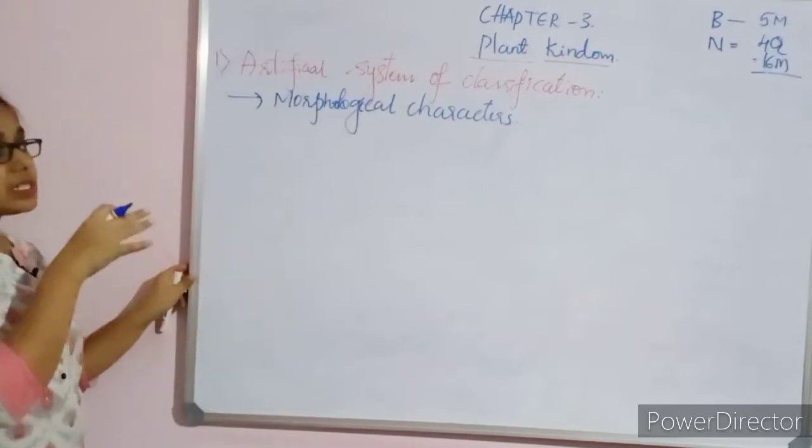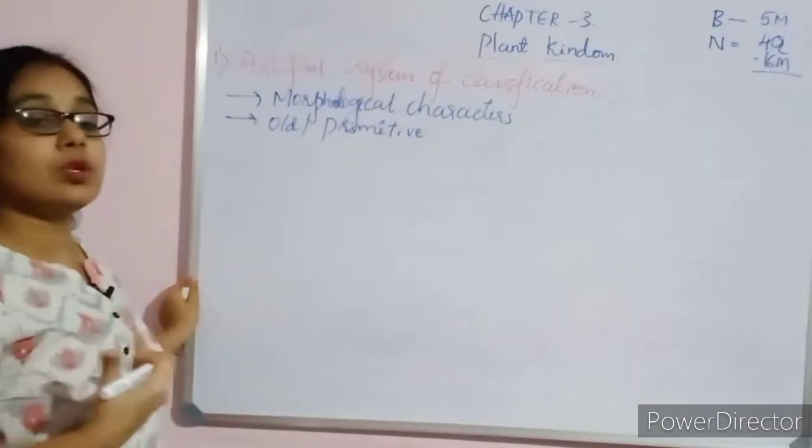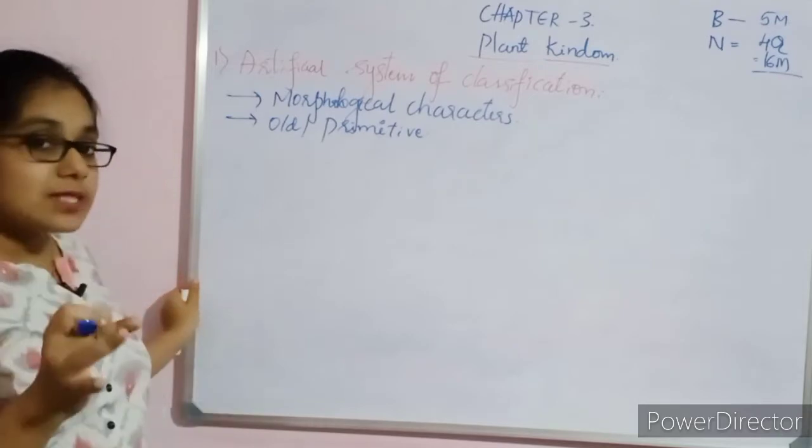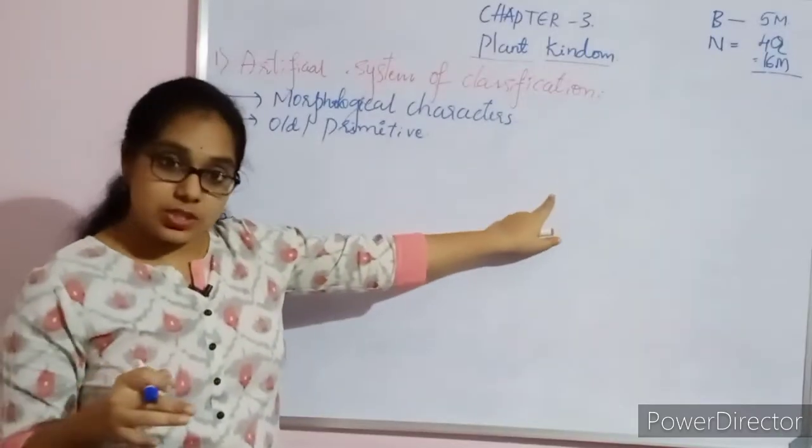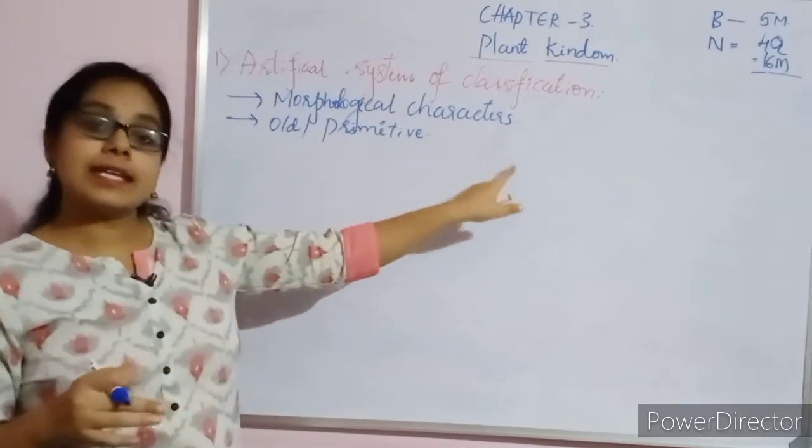Okay, so this artificial system of classification is also called old, or primitive type of classification, because this was the first system of classification wherein we have classified plants into different groups. So for that reason it is called old or primitive type of classification. So please don't forget that artificial system of classification was purely based on morphological characters, and those morphological characters are nothing but the external characters. Clear? And the next system of classification is nothing but natural system of classification.